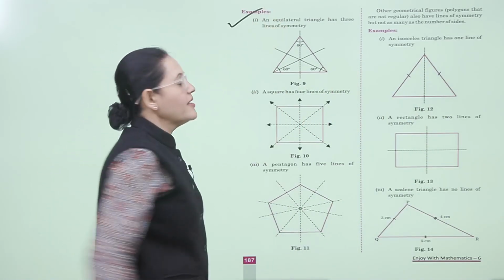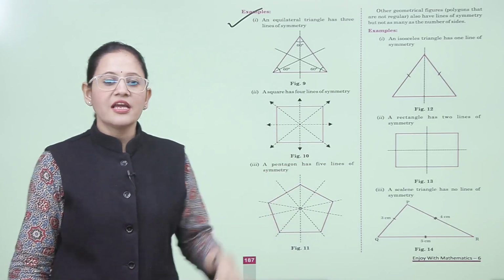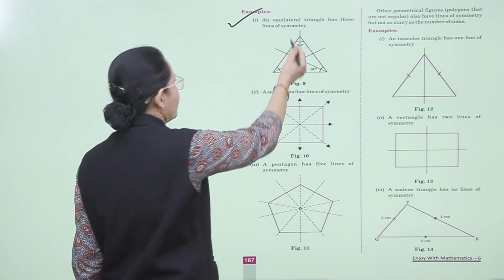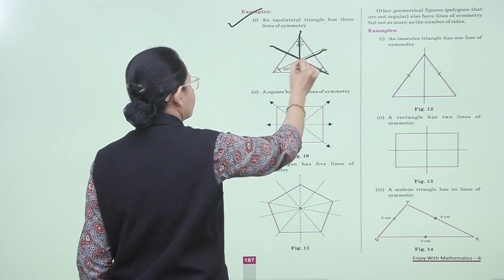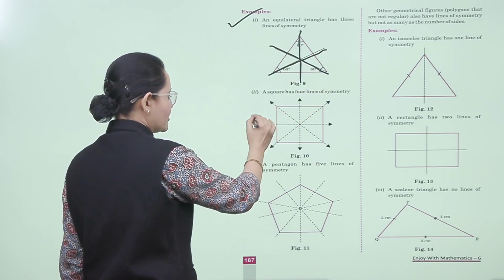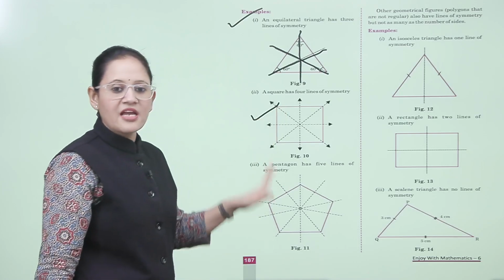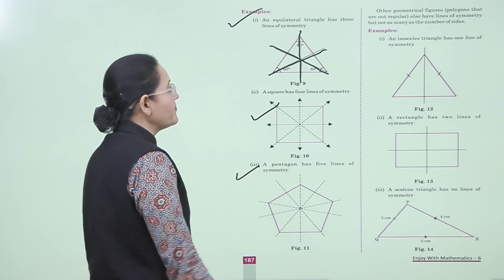Now we will take an example, an equilateral triangle. If we talk about an equilateral triangle, it has 3 lines of symmetry. A square has 4 lines of symmetry, like here. You can see these are 4 lines of symmetry. A pentagon has 5 sides, and it has 5 lines of symmetry, like here you can see.